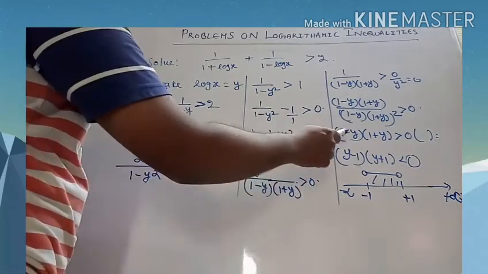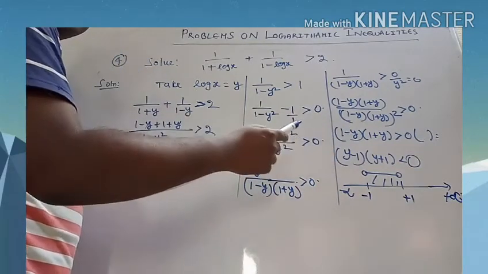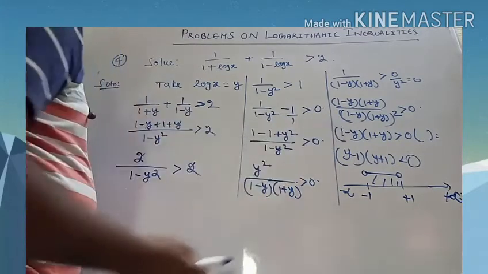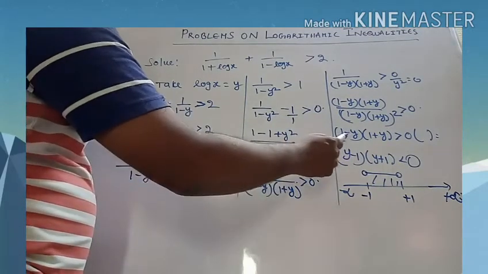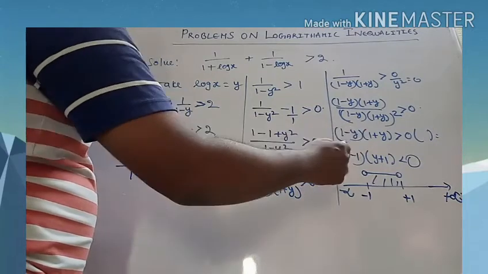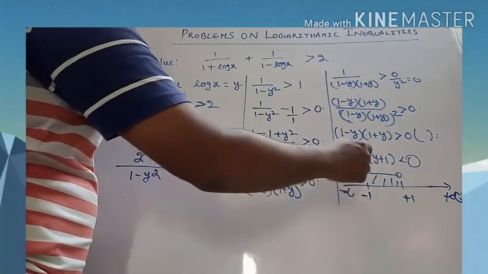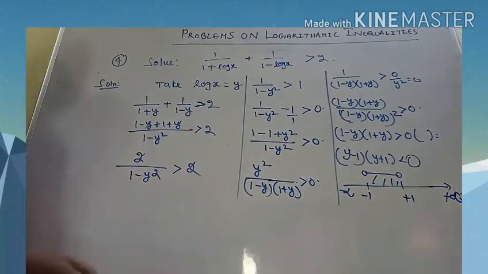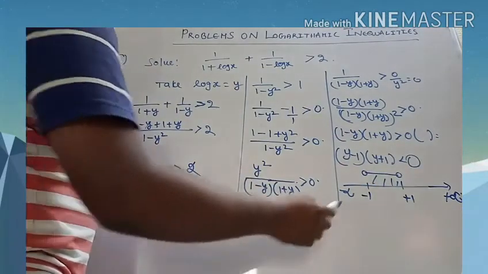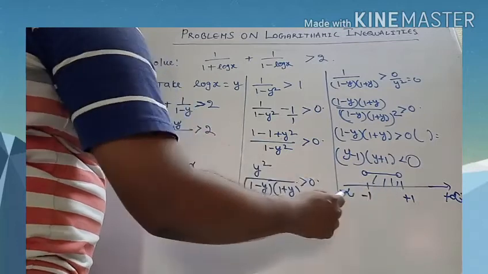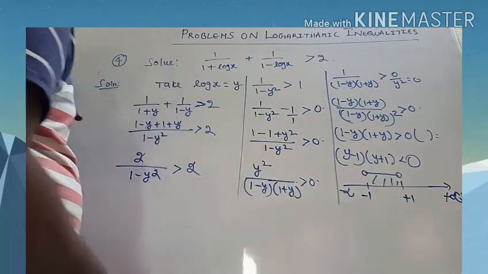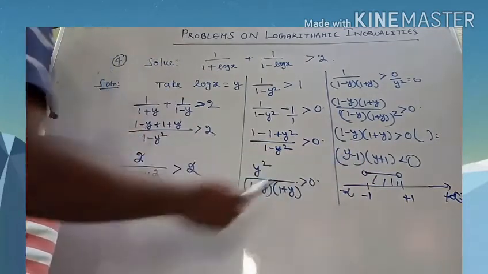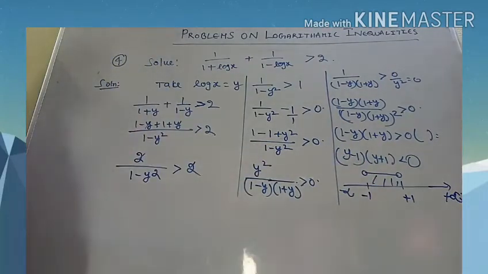That means we now have (1 minus y) into (1 plus y) greater than 0. Now we multiply by a minus sign on both sides, and we get (y minus 1) into (y plus 1) less than 0. Now you have minus 1 and plus 1 on the line from minus infinity to plus infinity. Between these two roots you will get the solution set.